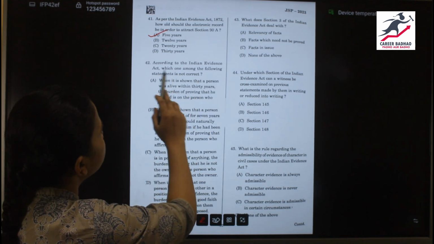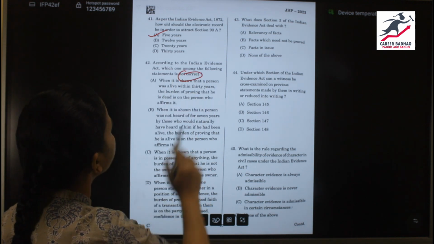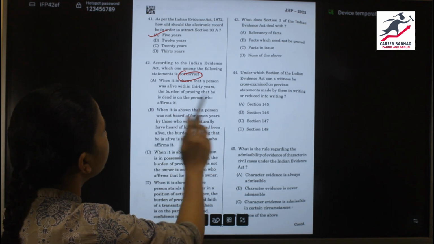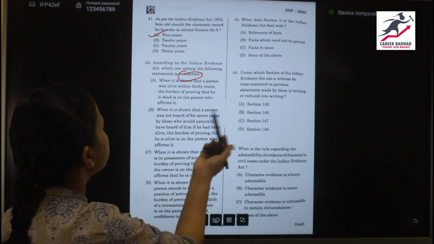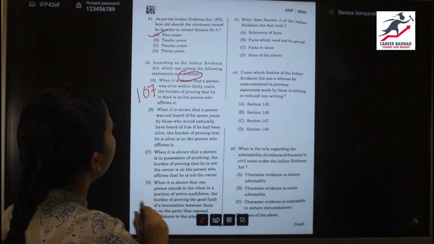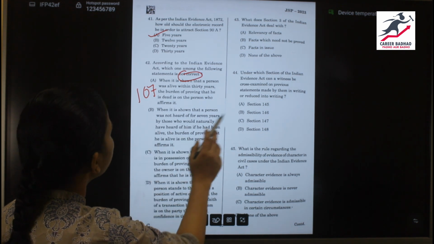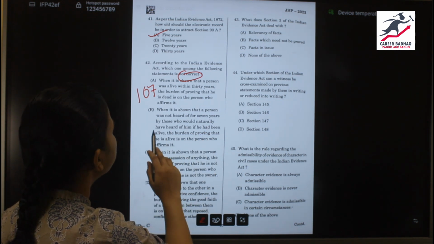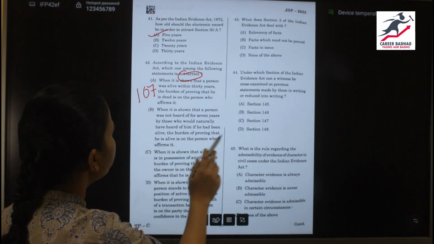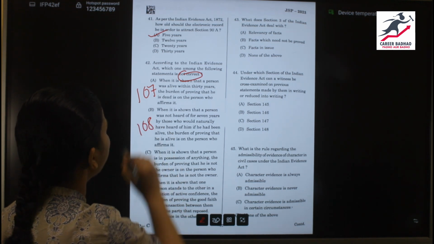According to the Indian Evidence Act, which one among the following statements is not correct? When it is shown that a person was alive within 30 years, the burden of proving that he is dead is on the person who affirms it. Yes, this is from section 107 of Indian Evidence Act. And let's move to option number B. When it is shown that a person was not heard of for 7 years by those who would naturally have heard of him if he had been alive, the burden of proving that he is alive is on the person who affirms it. This is also from section 108 of Indian Evidence Act.